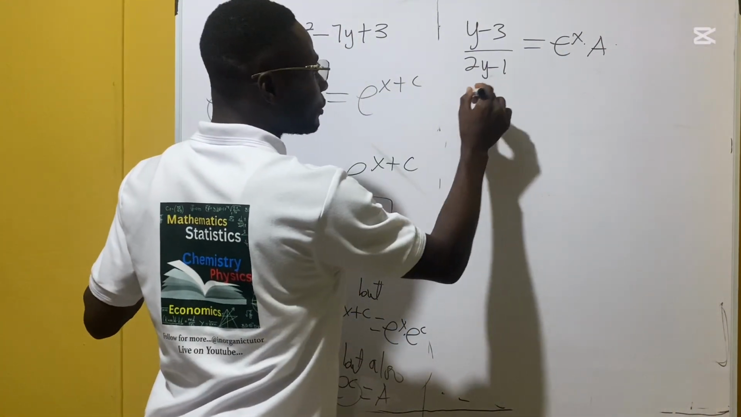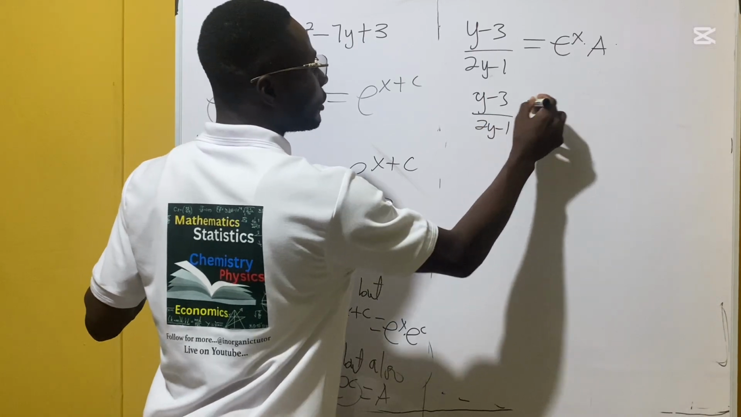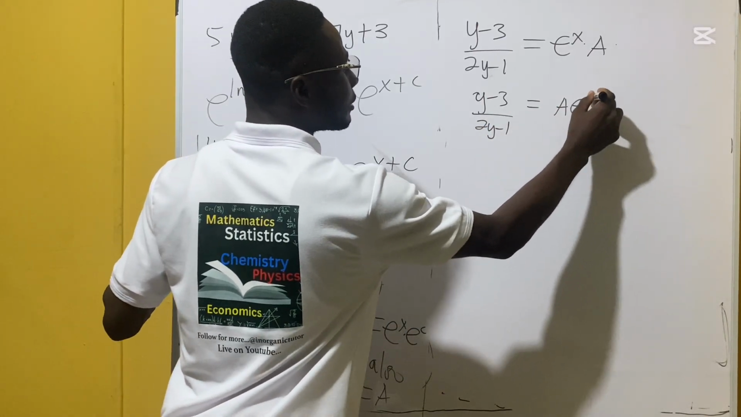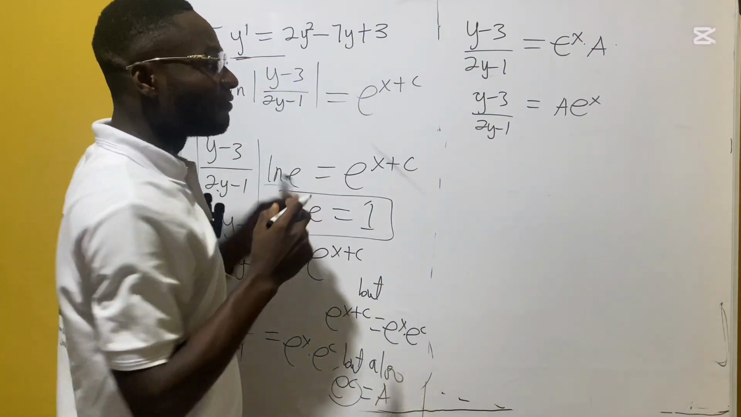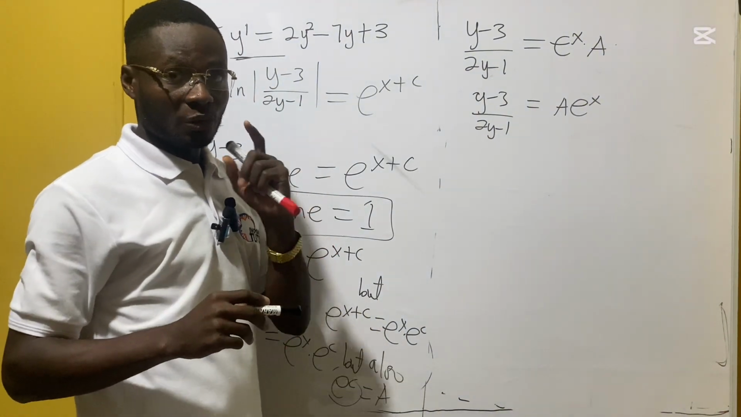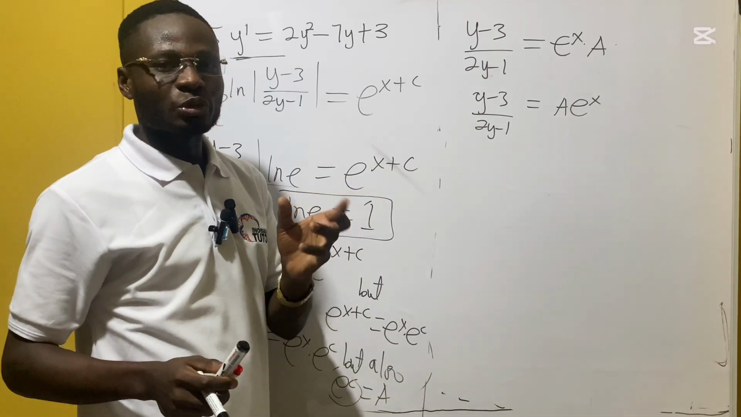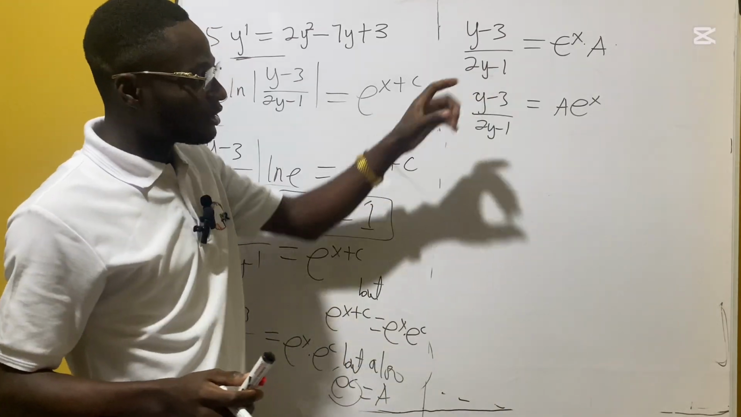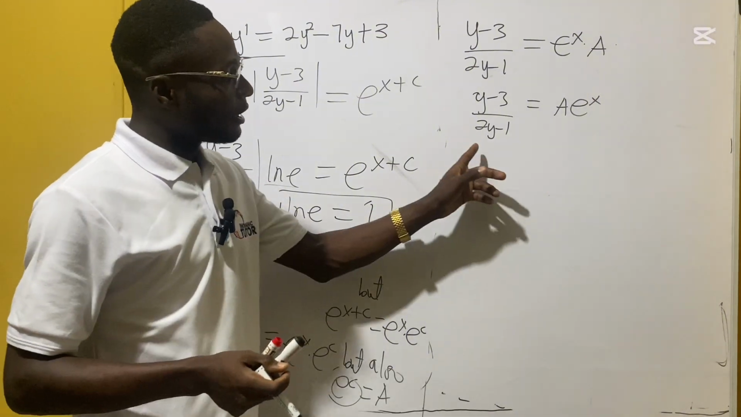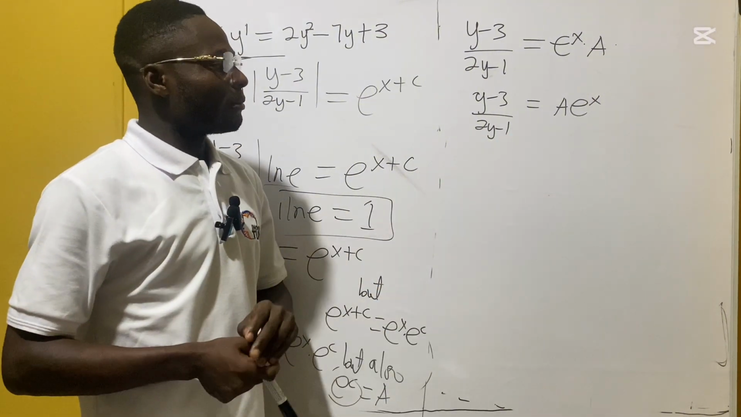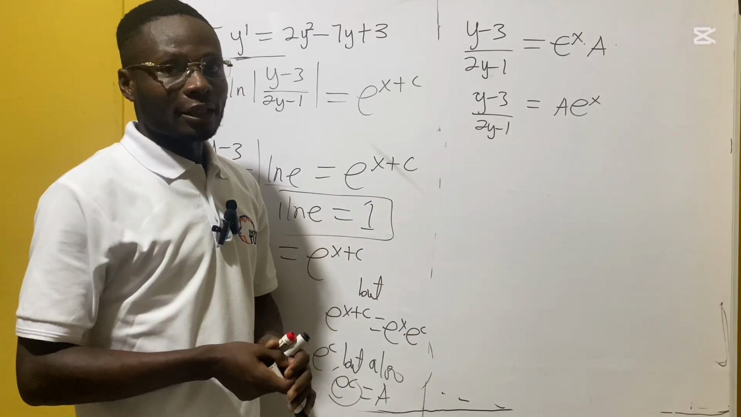So position this well, we have a e power x, right? So now we are interested in the value of y, but sometimes we are not able to make y the subject. But in this case, we can make y the subject by multiplying through the denominator, and then we can factorize y out.